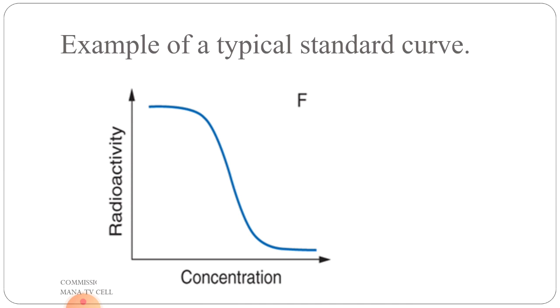Example of a typical standard curve. When a standard curve is plotted of radioactivity against concentration, as the concentration of the antigen increases, radioactivity decreases as it displaces the labeled antigens.